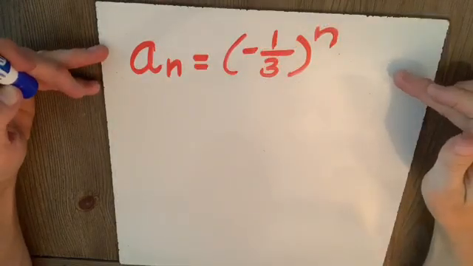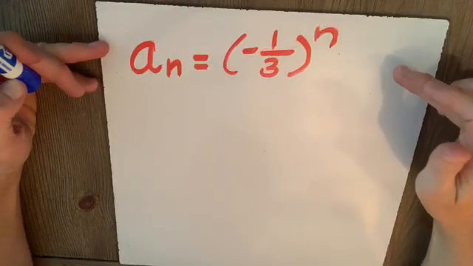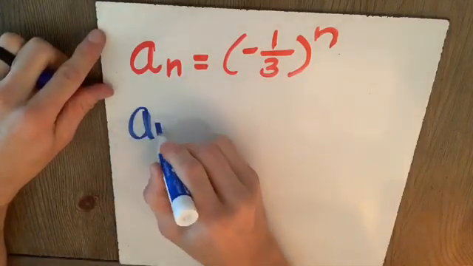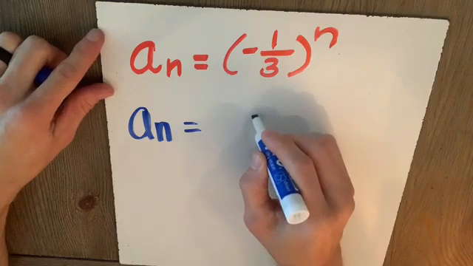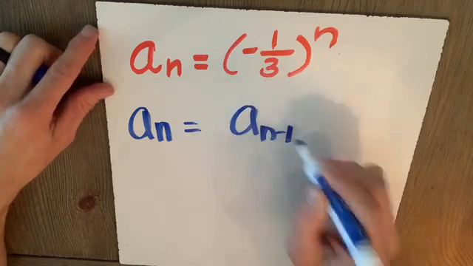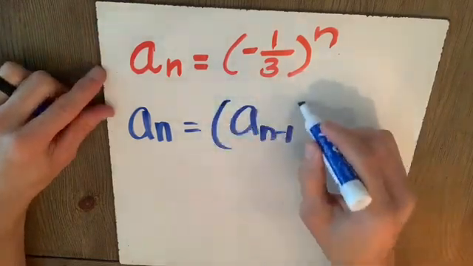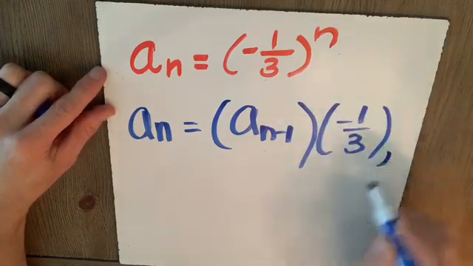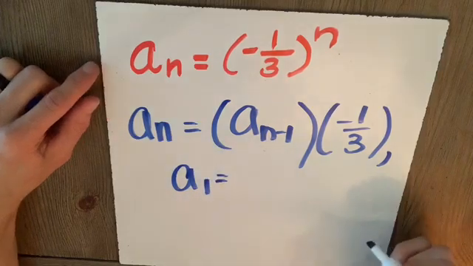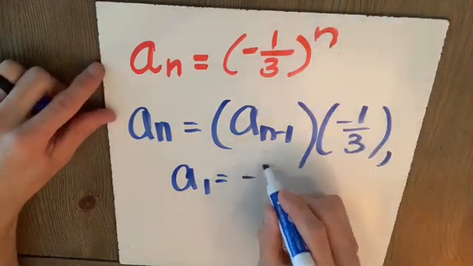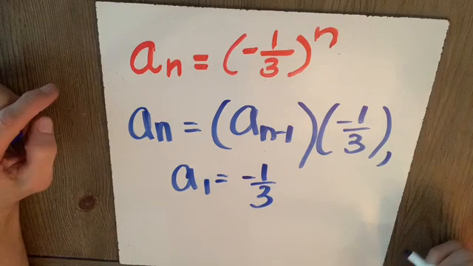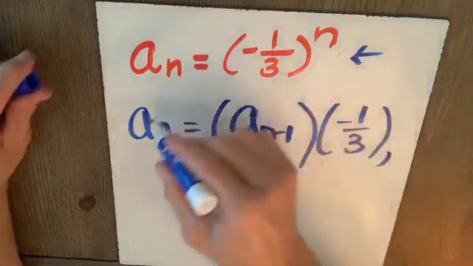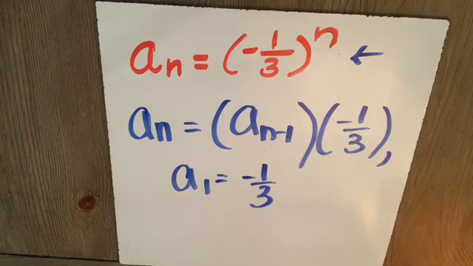This, of course, is the explicit formula for the general term. If we wanted to know a recursive formula, we could say the general term is equal to the term before it, AN minus 1, that's a subscript, times the common ratio, which we saw was negative 1/3, provided we state what A1 is. When we put a 1 in there, we got negative 1/3 as well. So this is our explicit formula, and this whole thing in blue here would be our recursive formula.